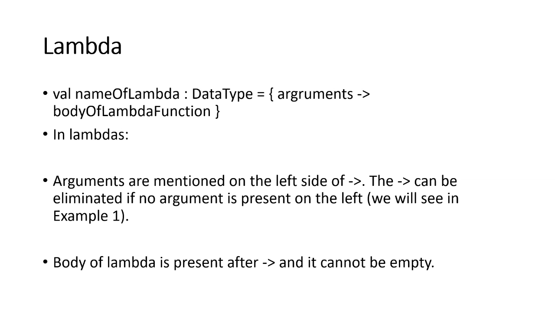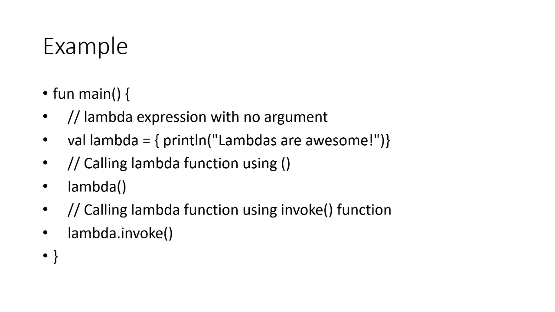So arguments are mentioned on the left side, and then the arrow, and you can eliminate it if no argument is present on the left, and the body of the lambda is present after that. So this is a very simple function example. You can say val lambda, here whatever be the values of the functionality, you can call that and you can invoke it. So that's the calling of a lambda function.